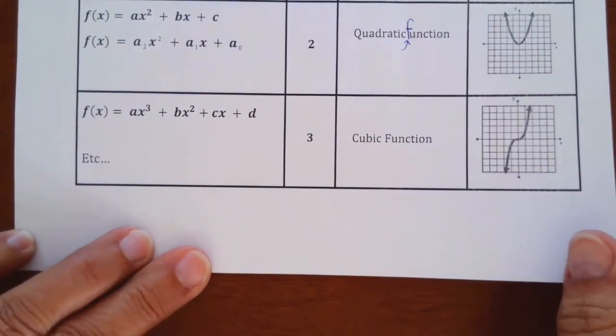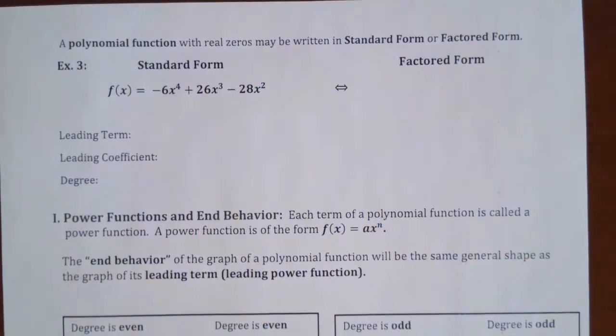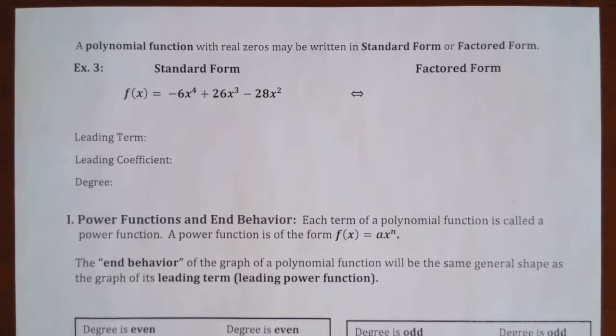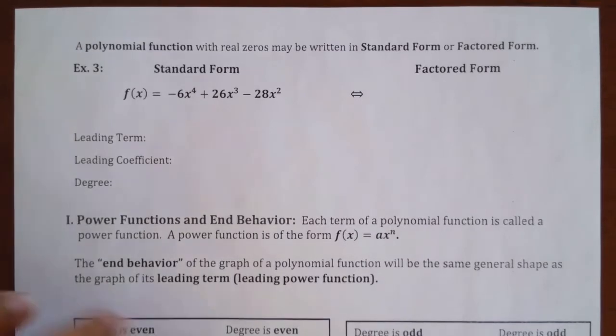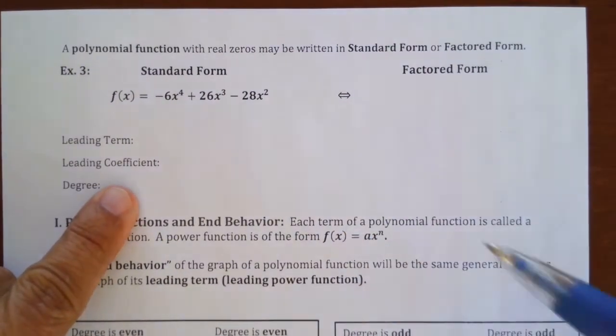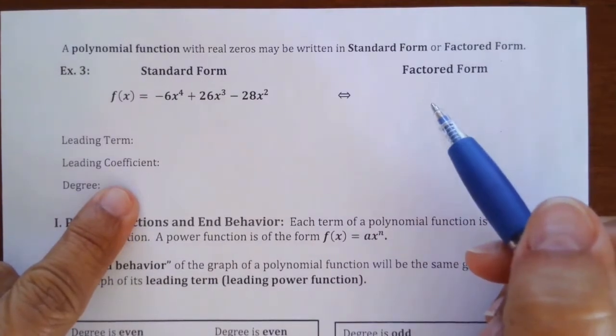It would still be considered a polynomial, okay? So those are just ones that we've worked on already. So let's look at some other things about polynomials. It says that a polynomial function that has real zeros may be written either in standard form or in factored form. So you have to be able to work with both in this section. So let's go ahead and factor this first, and then we'll talk about how you get these answers based on which form that you have, okay?